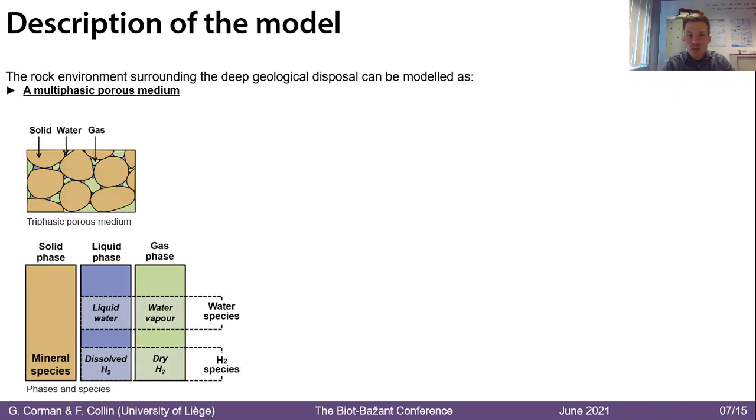Basically, the rock environment surrounding the storage system can be seen as a triphasic porous medium, which is composed of three species, namely mineral, water, and hydrogen, distributed in three phases, namely solid, liquid, and gas. And in practice, it is assumed that the solid phase corresponds to the mineral species, and that the gaseous and liquid phases both comprise water and hydrogen species in different forms.